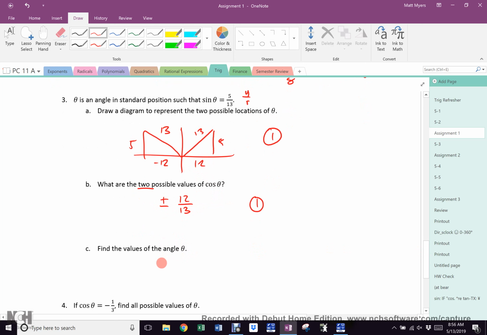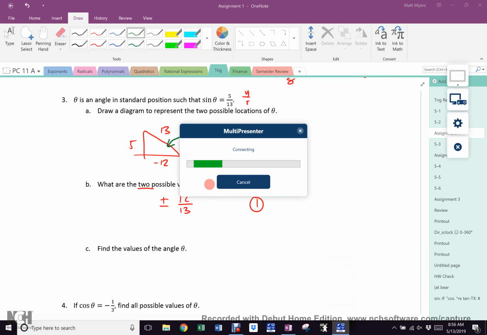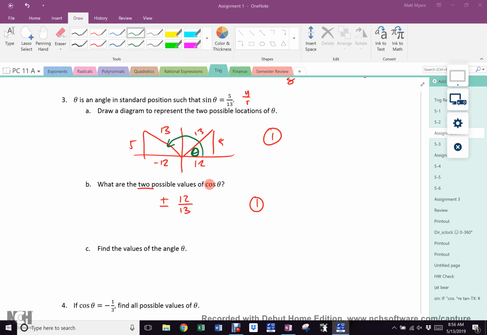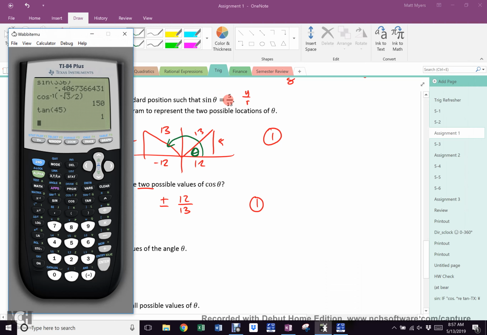Find the values of theta. You will use shift any one of these numbers to find the value. You will find either this, green theta, or if you use cos, some of your calculators will give you proper theta if you do shift cos negative 12/13. It will give you proper theta. But you already had sine, so I would, of course, use sine.